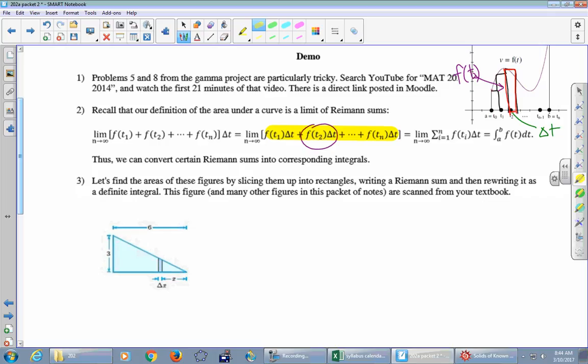Typically, we would let n be the number of rectangles. And then, as you said, if you want to get the real answer, the right answer, and not just an approximation, you let the number of rectangles n go to infinity. So we've seen all that before, just kind of reminding you of that notation.